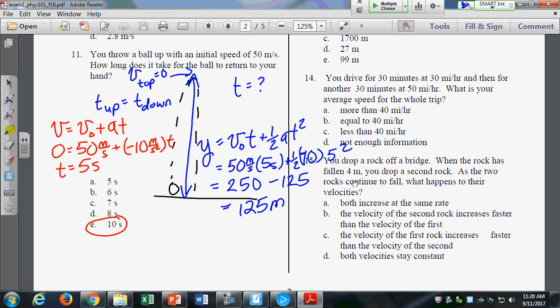You need to know how to do those for sure. You will have a problem that'll look something similar to that, where I ask you the time, or I ask you the height to which it travels. I might ask you the total time, or I might just ask you the time that it gets up to the top. But be able to know how to answer all those questions. We'll have that.